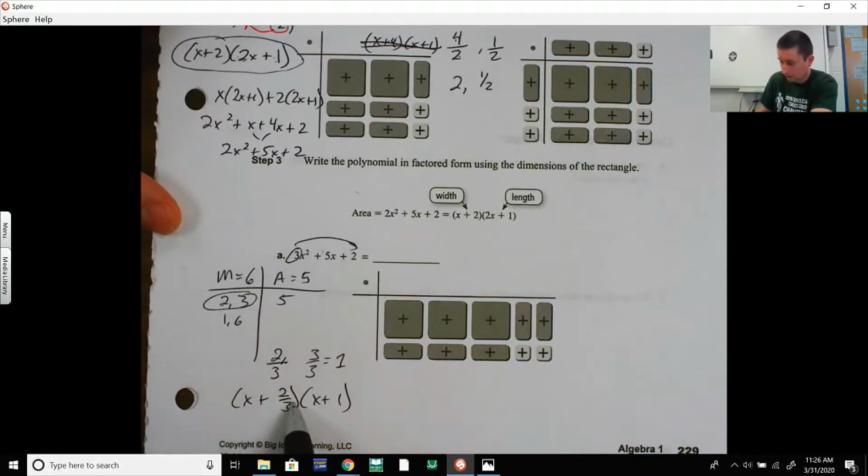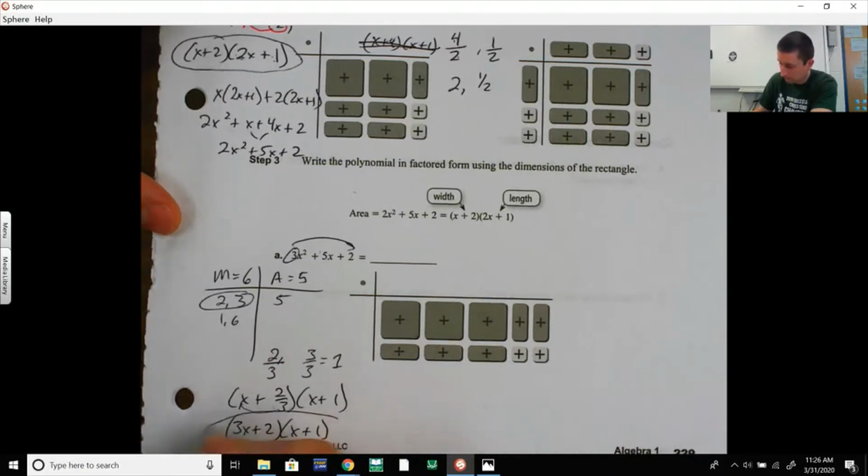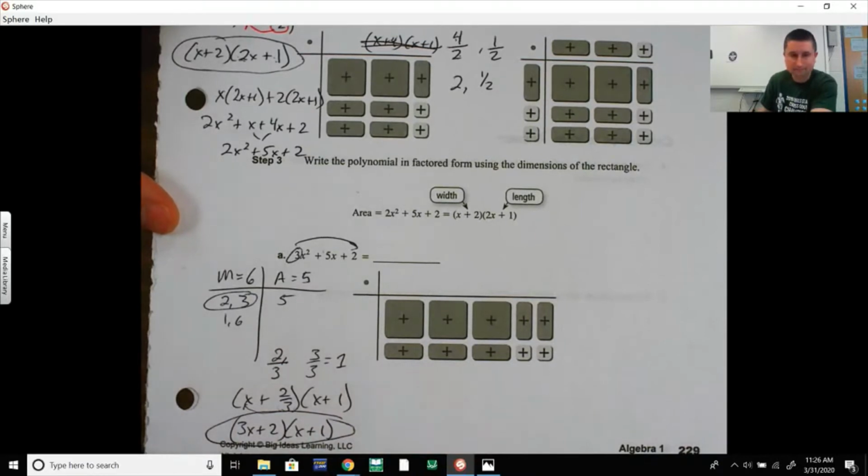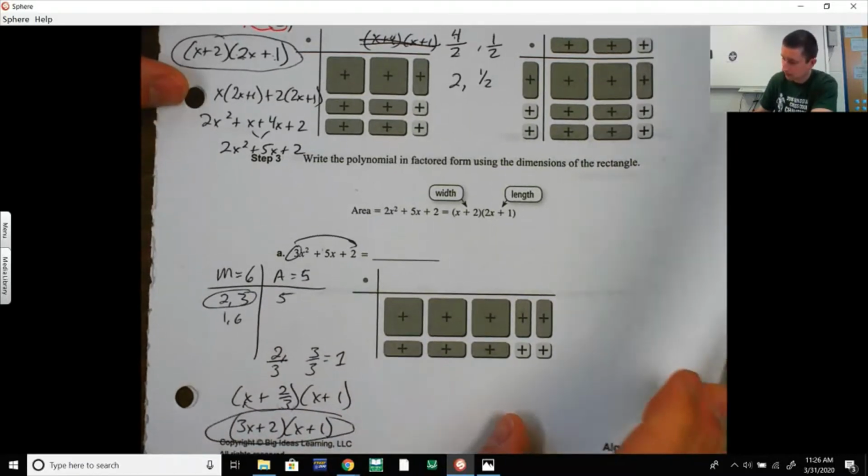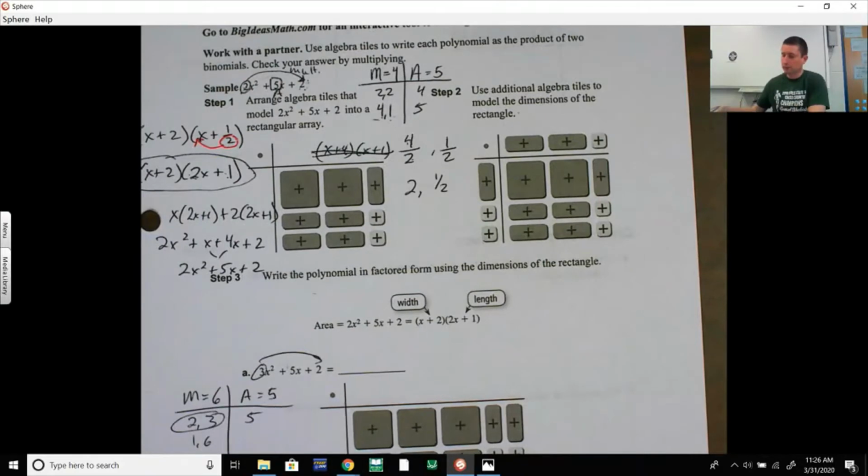Don't leave it like this. This bottom number goes to the front. 3x plus 2 times x plus 1. And it stays right there. That'd be it. Okay? So these are kind of the steps. You can pause this.